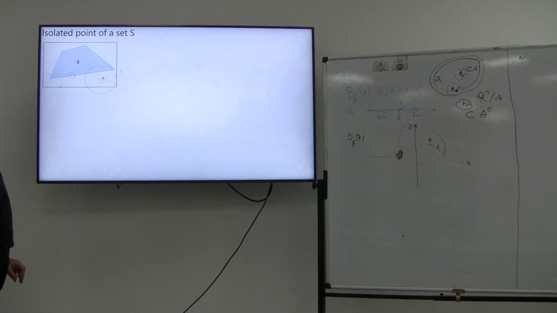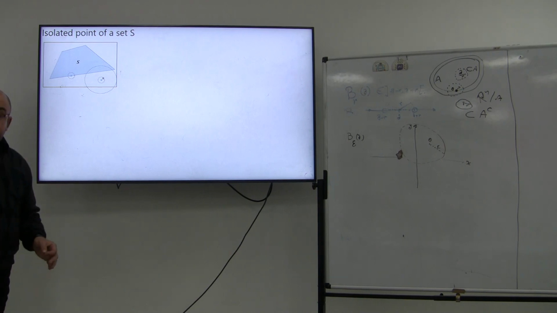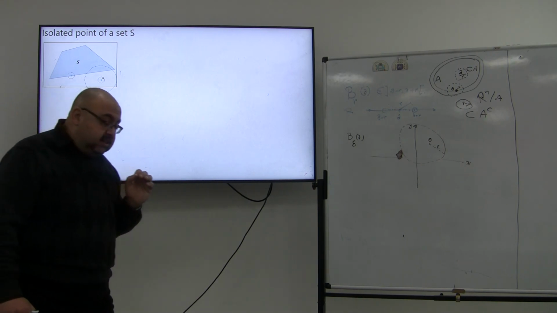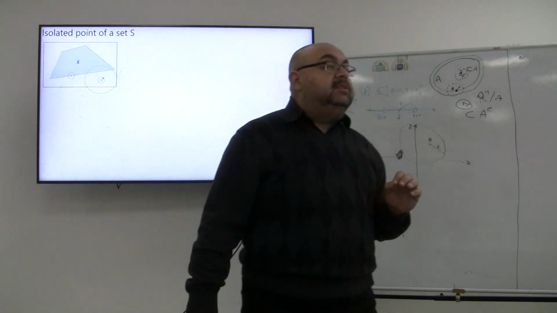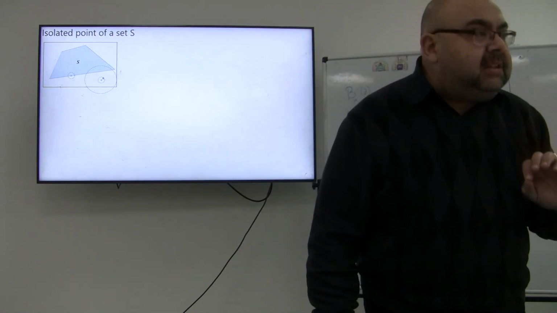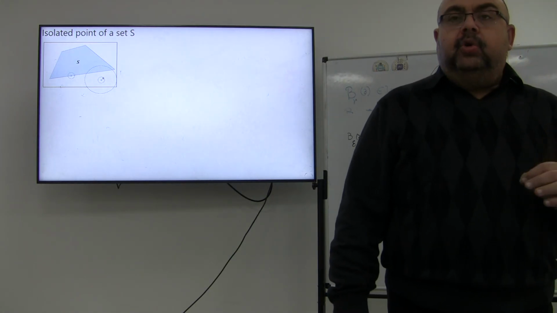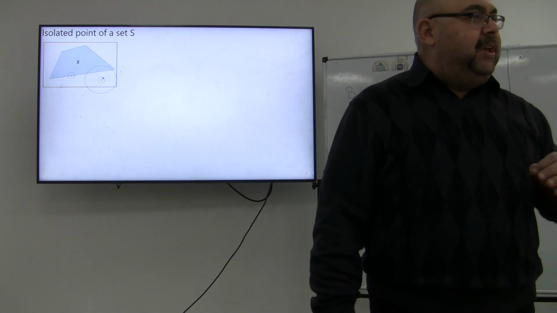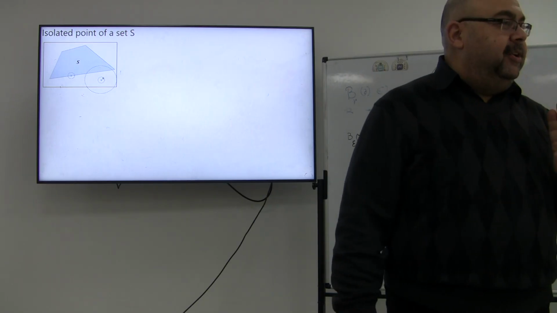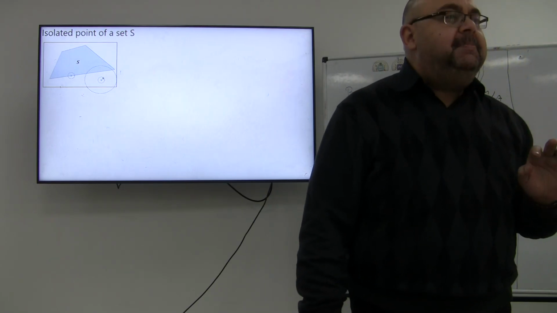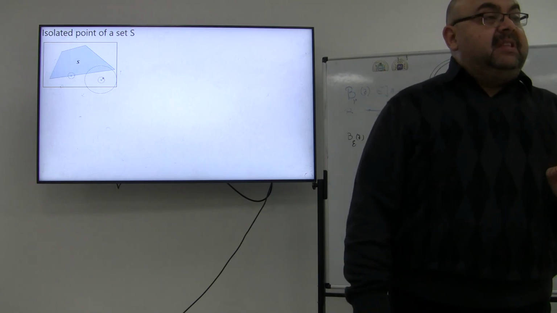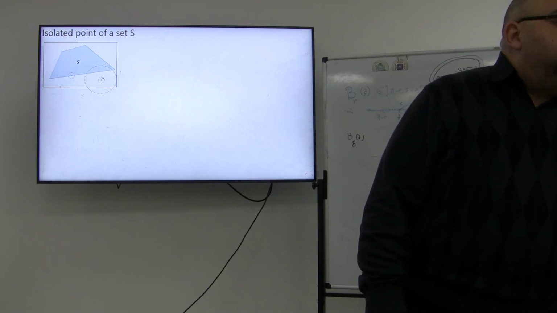Also, I have a definition for an isolated point. What is an isolated point? Once you take the intersection between its neighborhood and your set, it equals exactly this point. So the intersection will involve this point only. That means it is an isolated point, the point without its neighborhood.